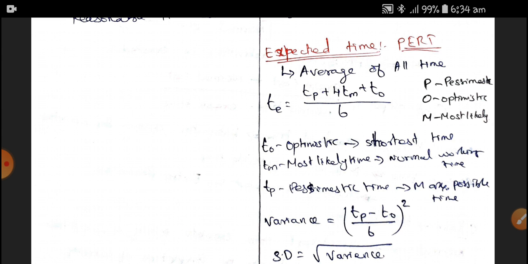Therefore the expected time is pessimistic time plus 4 times the most likely time plus optimistic time, the whole divided by 6. The variance is pessimistic time minus optimistic time divided by 6, the whole squared. We know that standard deviation is the square root of variance, therefore sigma is equal to pessimistic time minus optimistic time divided by 6. So these are the formulas which are used in PERT for finding the estimated time.